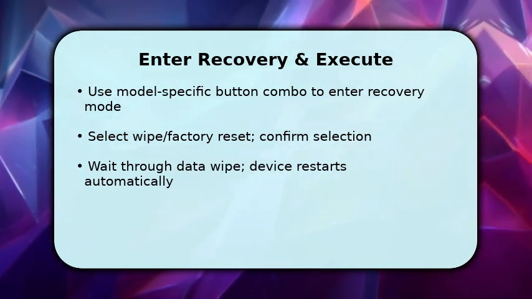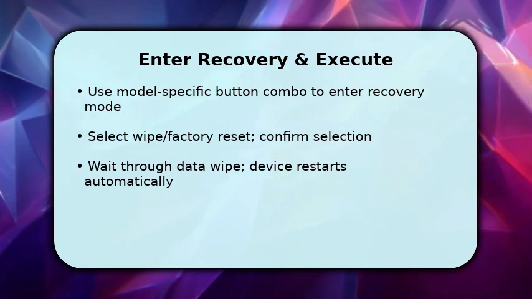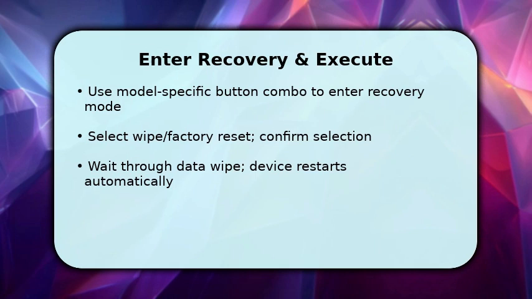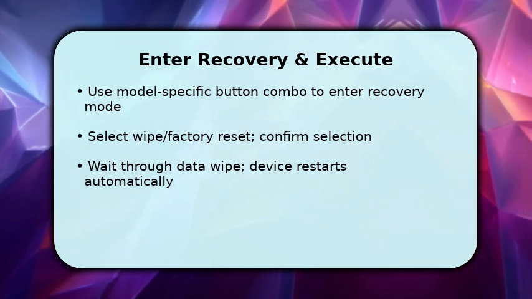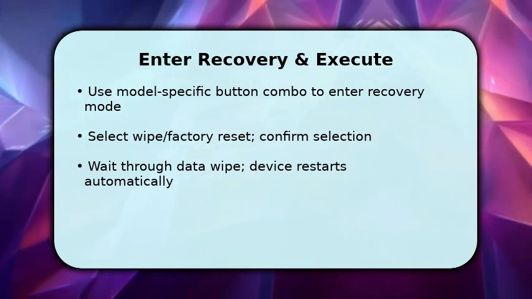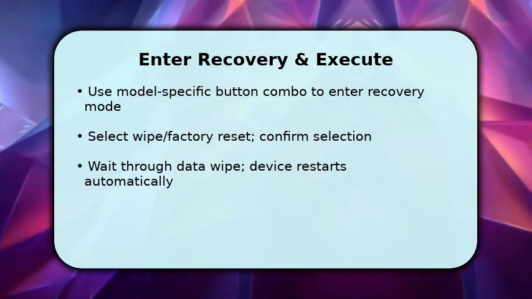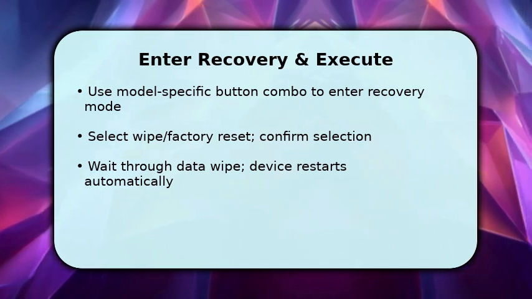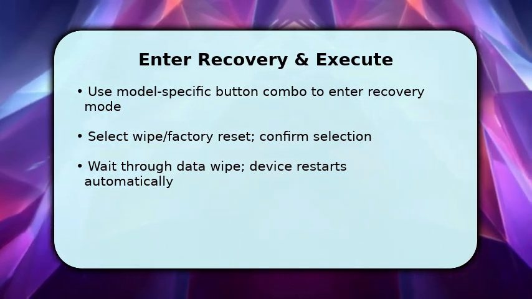When in recovery, navigate with volume keys and choose Wipe or Factory Reset, then confirm. This erases user data and settings. Make sure you watch any prompts for encryption or FDR, Factory Data Reset options. After you confirm, wait. The system will complete the wipe, and then reboot into the initial setup screen.